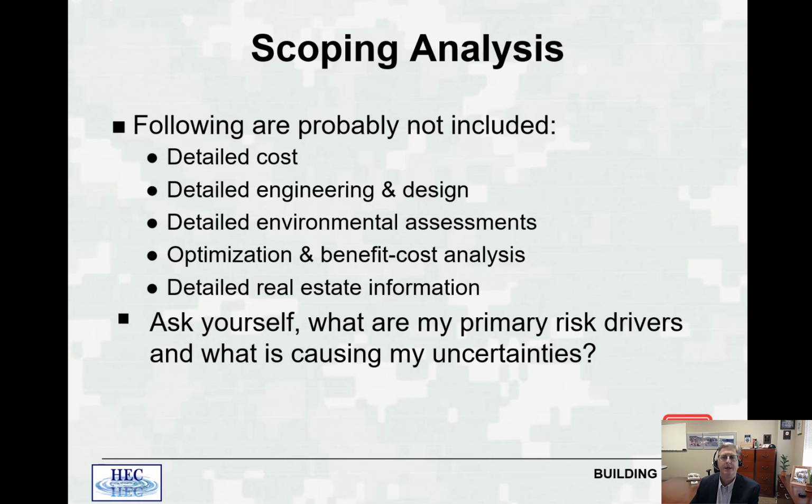Scoping analysis. In the SMART planning process, which we discussed earlier, it is clear that we do not perform a detailed risk assessment for each alternative at the beginning of a study. We have to perform some shortcuts. Therefore, the following may not be included. You may not have detailed cost information. You might not have detailed engineering design or detailed environmental assessments. You won't be doing optimization and benefit cost analysis, and you're likely not to have detailed real estate information.